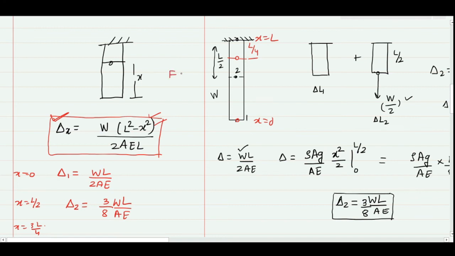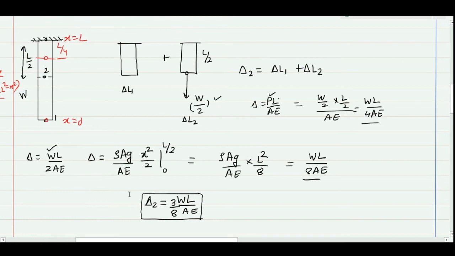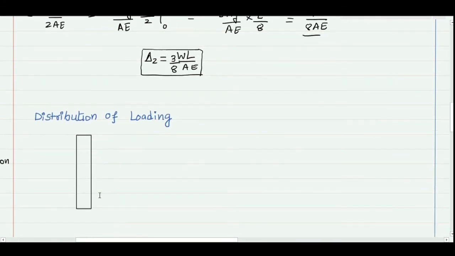So force is proportional to x, but my deformation is not proportional to x. Instead of that, it is proportional to L square minus x square. Therefore, the curve between the deformation and length will be a parabolic curve. However, in case of force, it will be a linear curve. After analyzing the deformation formula, let's try to make the variation of the stress and deformation with respect to the length of the bar, and that would be the last part of our session.